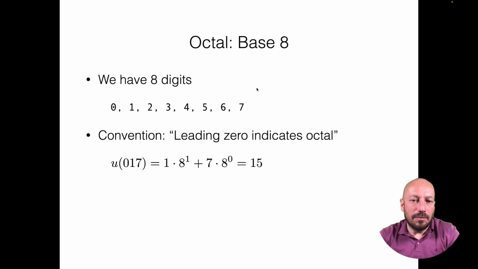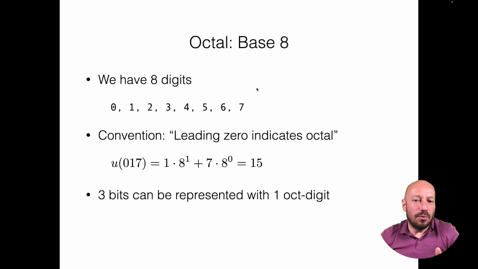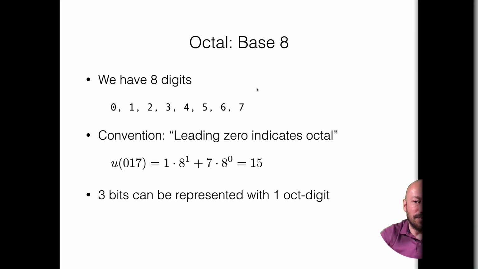The reason why octal numerals can sometimes be of advantage is that with one octal digit you can represent 3 bits. But in our cases, the number of bits is, as I said before, usually a multiple of 4. So we will usually not take advantage of that.